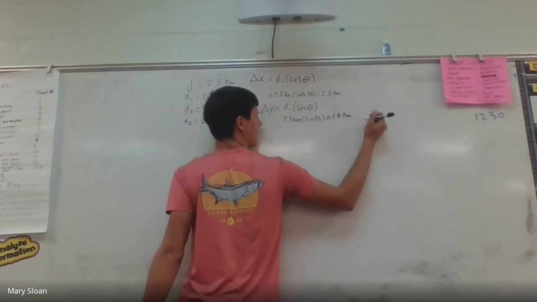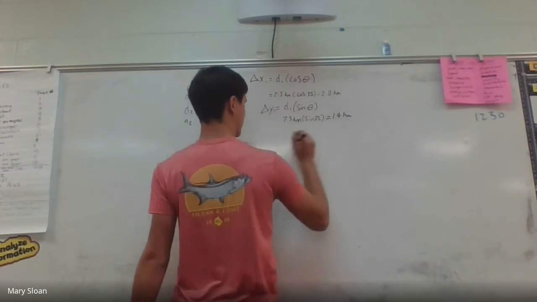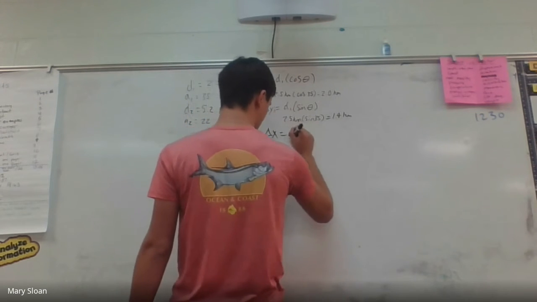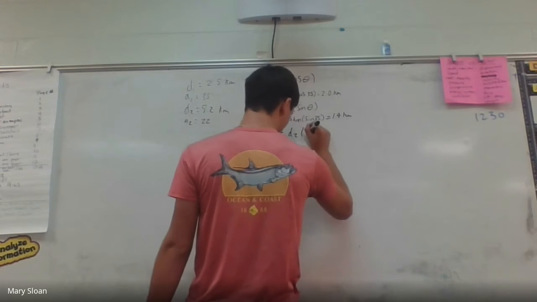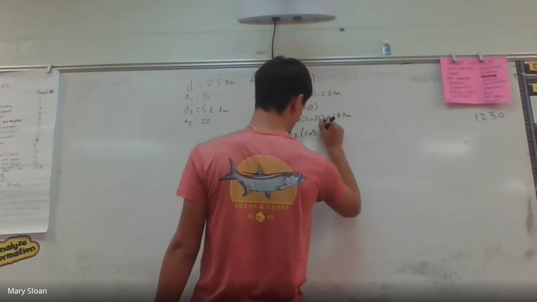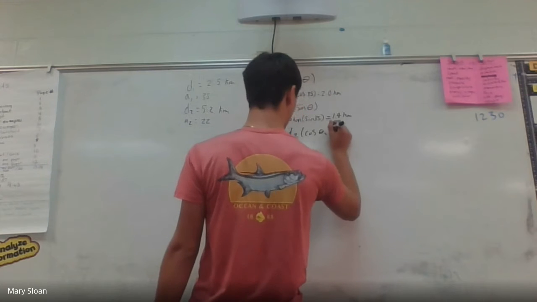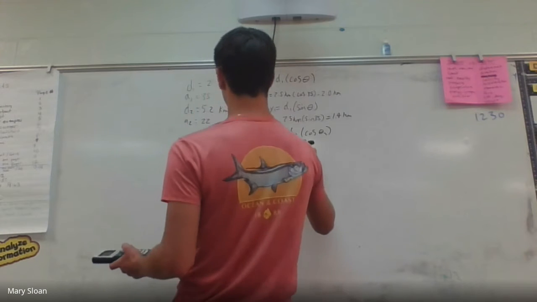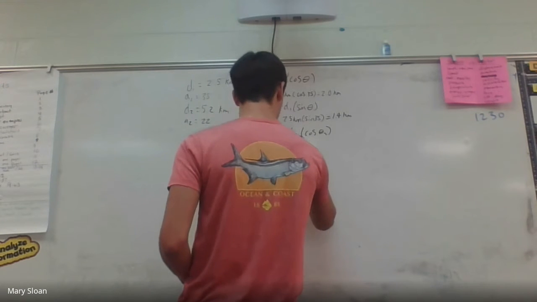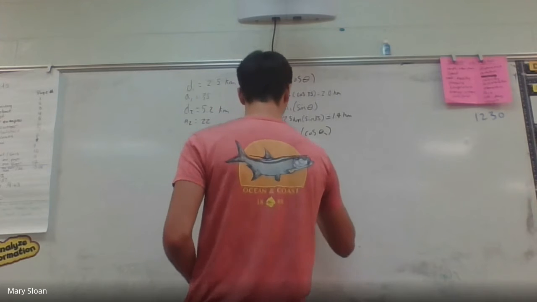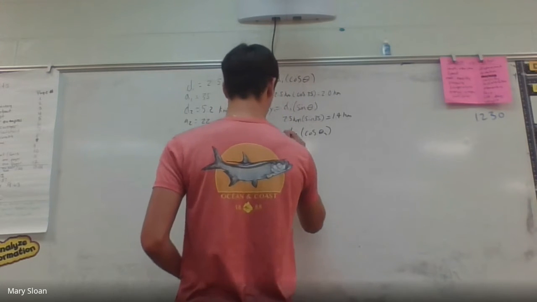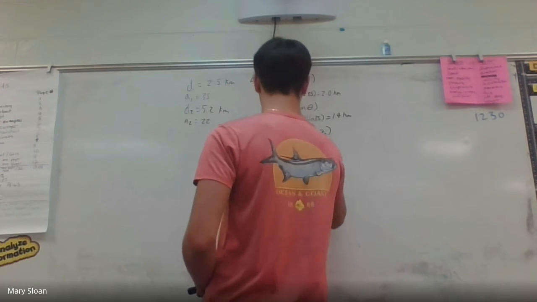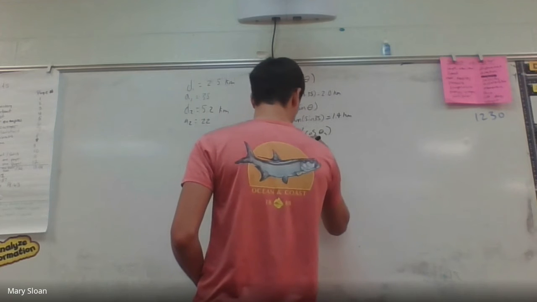Now what we're going to do is the change in X for the second leg. Change in X is going to equal D2 cosine angle 2. It's change in X2, I'm so sorry. Thank you, Hannah. Let's do change in X2. Okay, so now we're going to take 5.2 cosine 22.